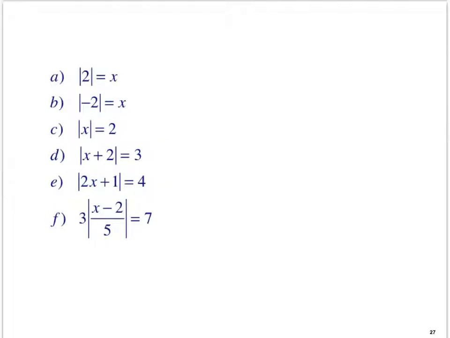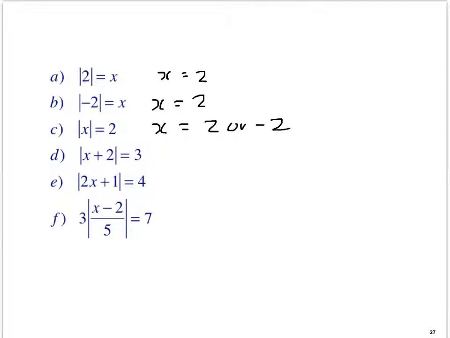So let's look at the answers to these ones, guys. They're pretty easy. If x is the modulus of 2, then x is just 2. Boring, basic. If x is the modulus of -2, then x is also 2. And if the modulus of x is 2, then x could be 2 or -2 for the third one. Okay, a little bit trickier.